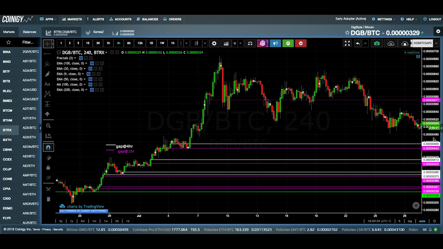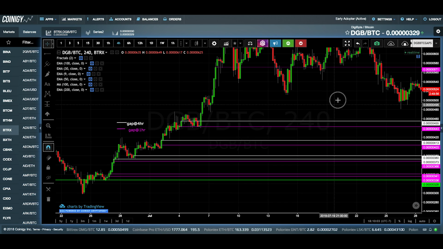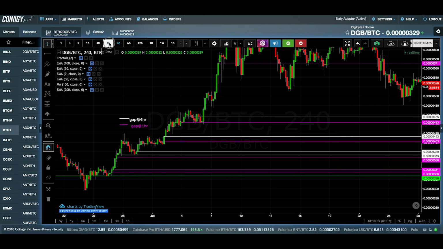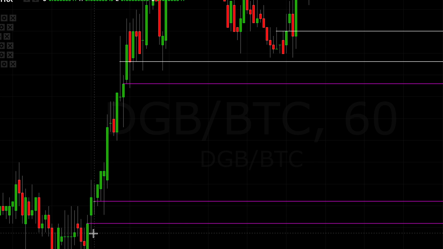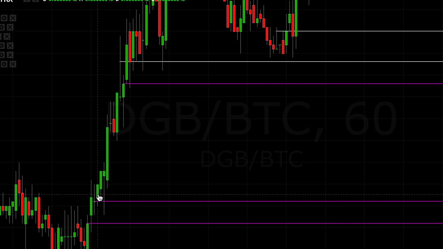I want to zoom in here and show you what these gaps look like. So I'm going to switch over to the 1 hour time frame. As you can see here, this candle left a gap between the close of the candle and the open of the preceding candle, it left a space, which is called a gap. On the third candle, it did the exact same thing. It left a gap here between this candle and this candle.